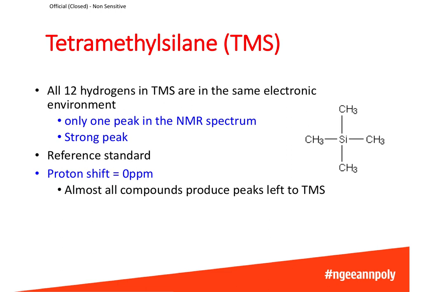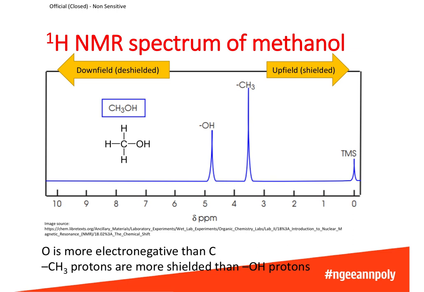The peak that corresponds to TMS on the NMR spectrum is assigned a proton shift of 0 ppm, and almost all organic compounds will produce peaks to the left of TMS. Let's take a look at the proton NMR spectrum of methanol. The peak at 0 ppm corresponds to TMS.